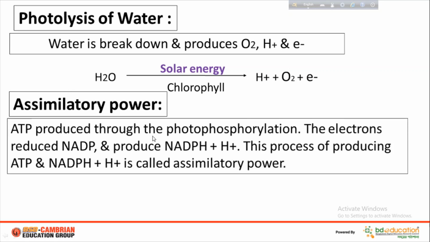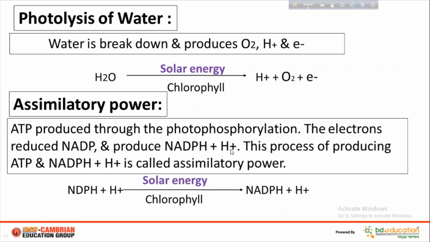ATP is produced through the process of photophosphorylation, as you know from before, and the electrons reduce NADP and produce NADPH plus H. This H plus comes from the breakdown of water, this hydrogen, and NADP is added with this H plus and produces NADPH2 or NADPH plus H2. Both are correct, you can write any one. So this ATP and NADPH plus H together are known as assimilatory power.